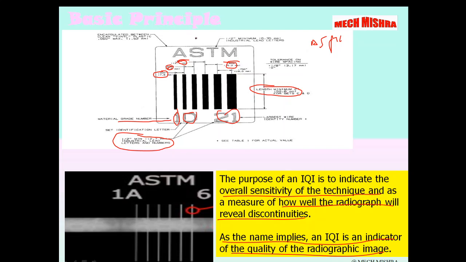After that we need to check whether, as per code, my last wire is visible or not. I need to check the thinnest wire which is visible, and that will tell the sensitivity of my film. This is how it will look on the radiography film. This is my weld, and perpendicular to it we have placed the IQIs. Here we can see a very good quality image because all the wires are visible.